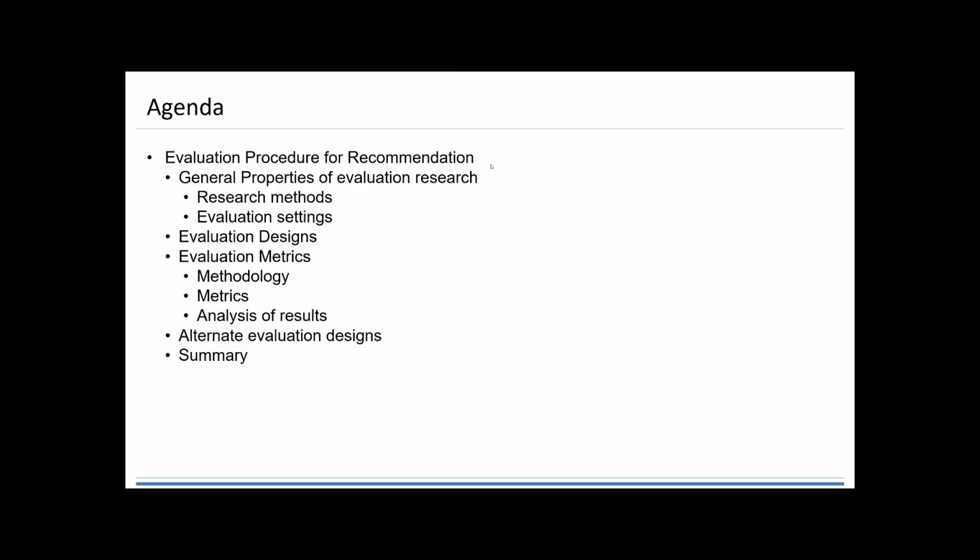I would like to mention the evaluation procedure for recommender systems, and we are going to learn about the general properties of evaluation research, like the research methods and evaluation settings. We are also going to learn about the evaluation design, evaluation metrics, methodology, metrics, the analysis of results, and some alternate evaluation designs.